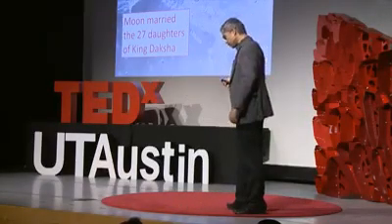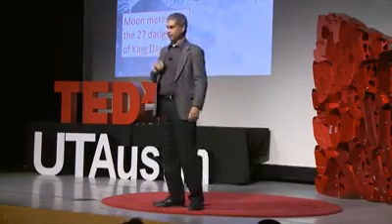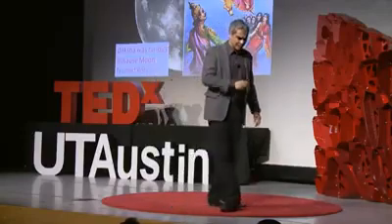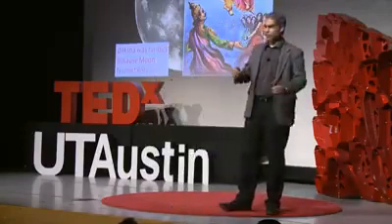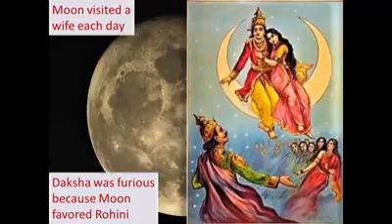So the story goes that each day, the moon would visit one of his wives. However, his father-in-law, King Daksha, got word that the moon favors one of his wives called Rohini much more than the other wives. And he was furious with his son-in-law. How could he treat his daughters not equally?